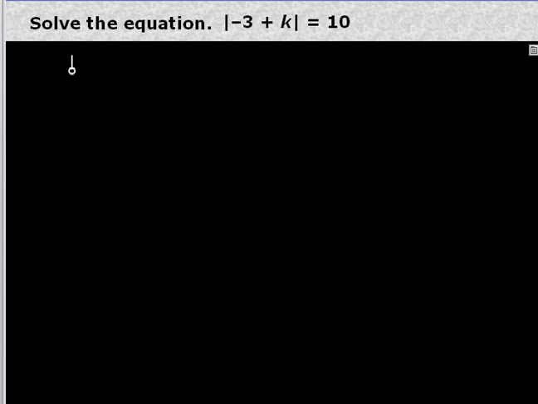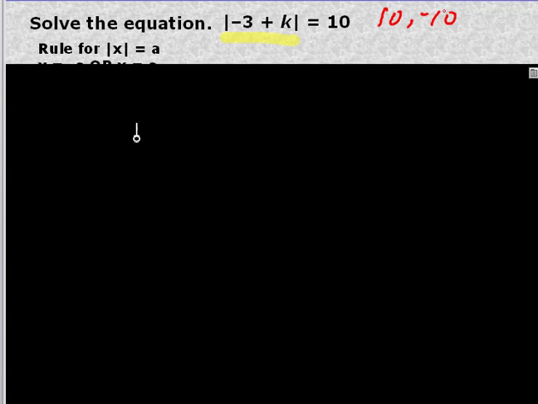So here's an equation. Solve the equation: the absolute value of -3 plus k equals 10. So think about what this means. It means there's a value in here that's going to be equal to 10. And whatever k is, this value has to end up equaling either a positive 10 or a negative 10 for the absolute value to equal 10. So that's how we're going to set this problem up.